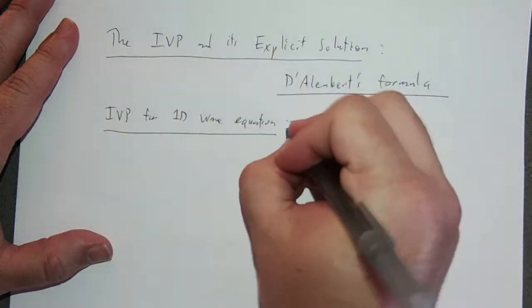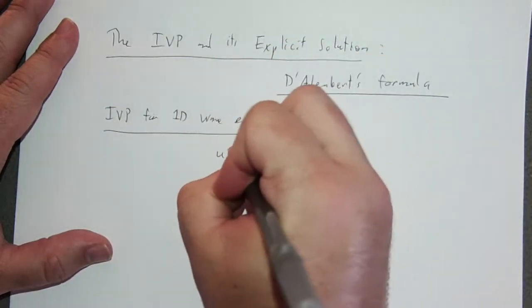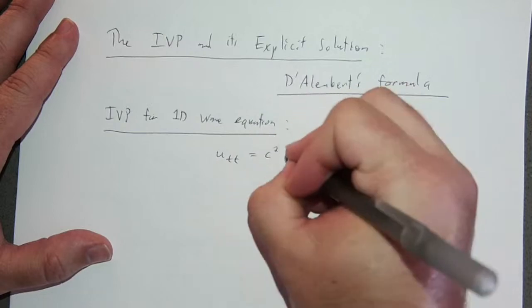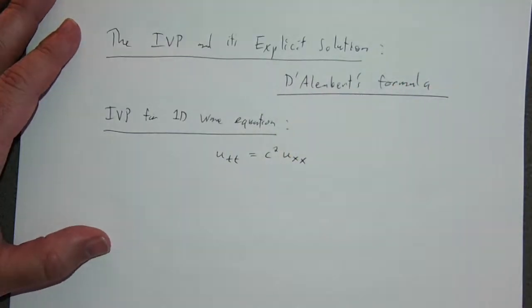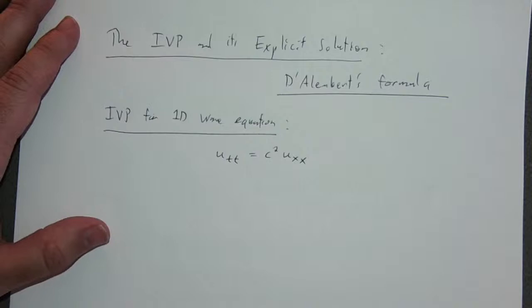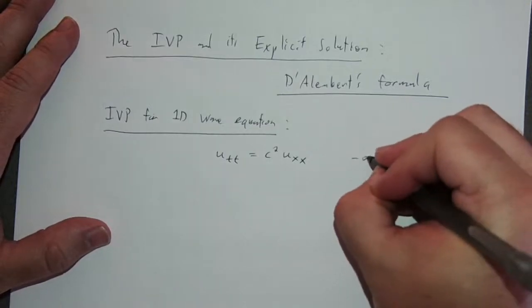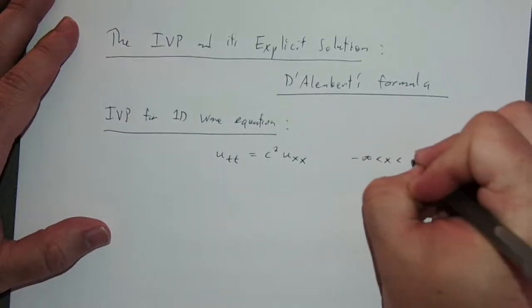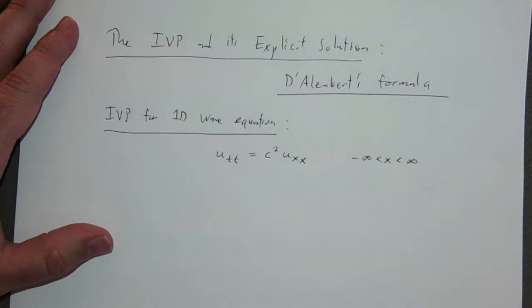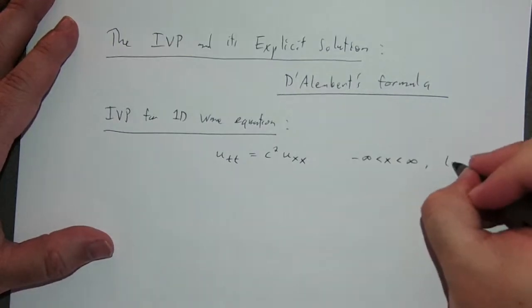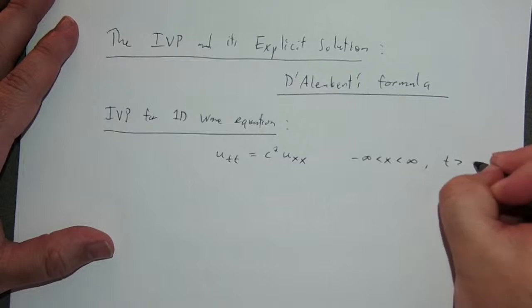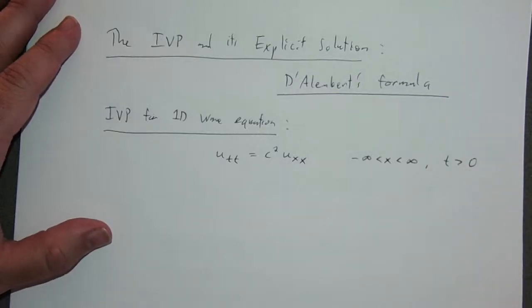What does that look like? This is u sub tt is equal to c squared u sub xx, right? And I'm looking to solve this for x some real number and for t greater than 0. So after some initial time.